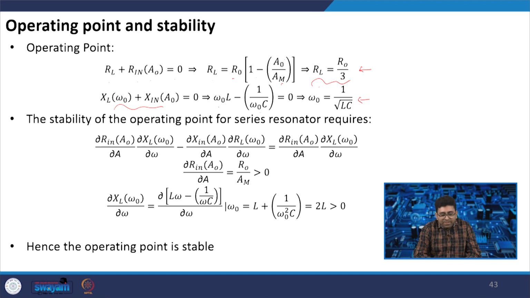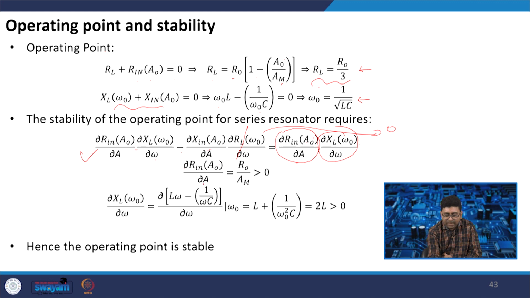In order to find the stability, we will apply the Kurokawa stability condition: del R in A naught by del A, del XL omega naught by del omega, minus this, equal to. As I told, this can be cancelled out. The resistance RL will not change with omega, as it is the real part of the impedance, so that is not changing. If we consider this as 0, then the condition is del R in A naught by del A times del XL omega naught by del omega should be greater than 0. One by one we will find out that this should be greater than 0 and this should be greater than 0.